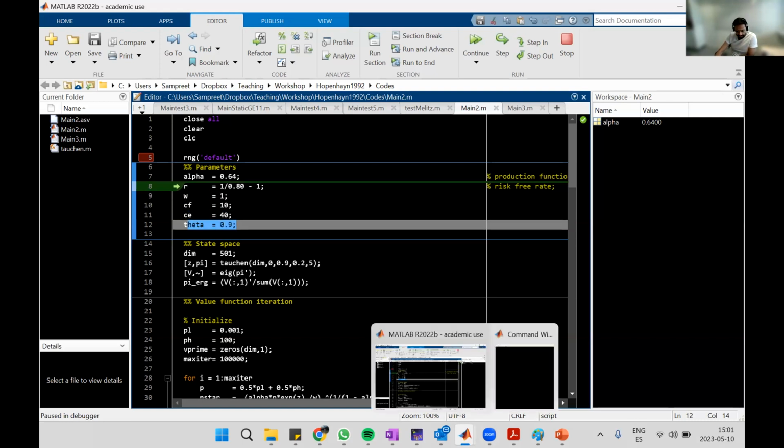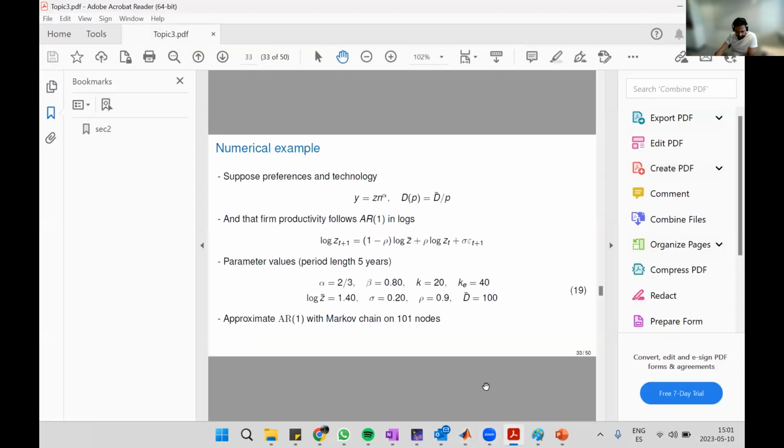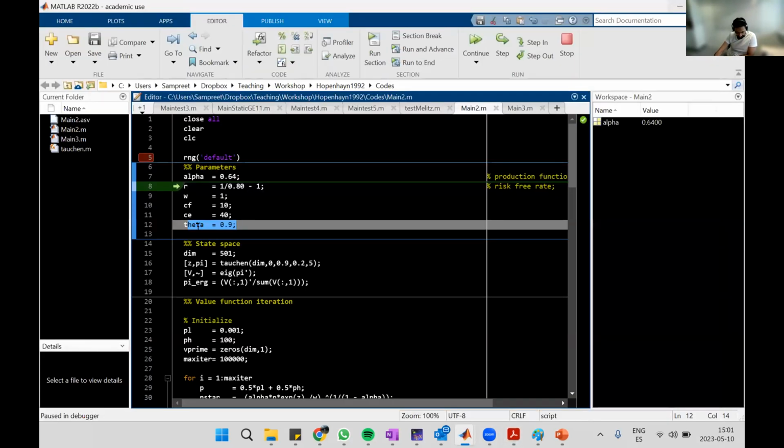Theta is 0.9. So let me tell you what theta is. Theta was rho. Actually, it's not theta, but I defined it as theta. Doesn't matter.